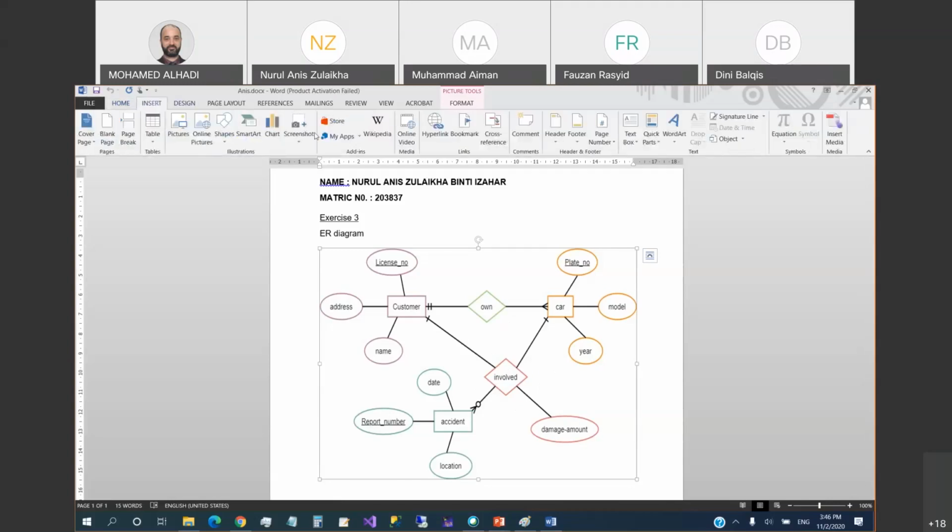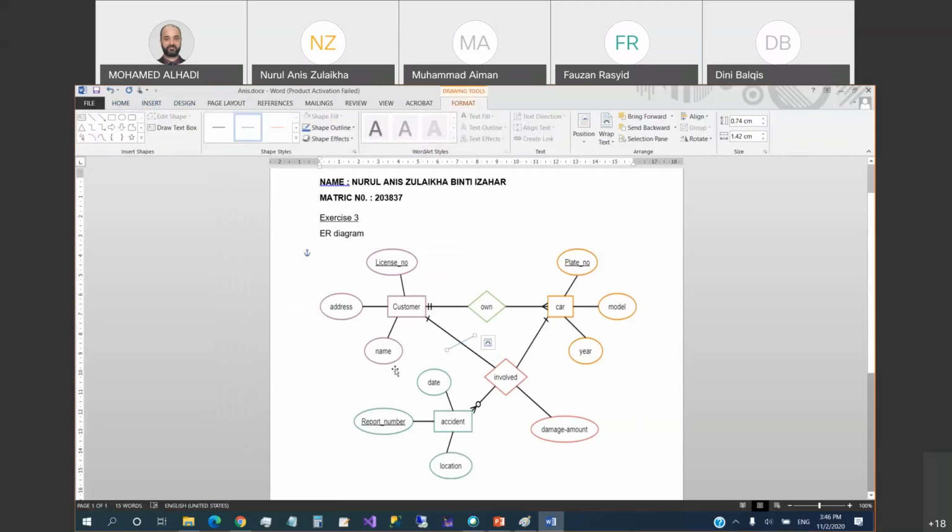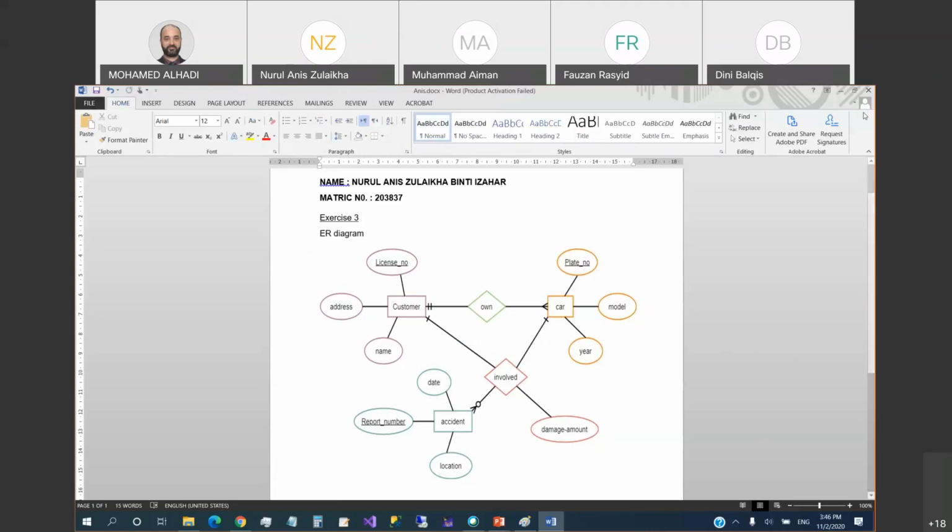How can I insert a line? This is not correct, and this relation is car could be owned by customer. The relation is one to many. The cardinality here is not complete, and also the relation between the accident and car is not complete. The damage amount is supposed to belong to the accident. You learn about the other mistakes also. If you have another idea, another thought, you can discuss. You can defend your idea. No problem.